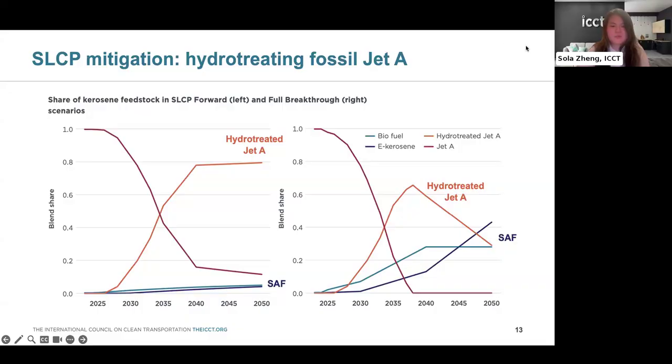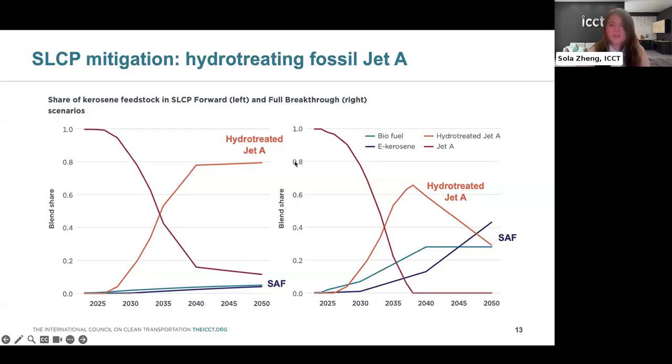In the full breakthrough scenario, the hydrotreated Jet A will peak around 60% of the global energy demand in the late 2030s, and it will be overtaken by SAF ramp up in the later years. And then they combined, zeroing out the conventional fossil Jet A and delivering a significant amount of contrail and other SLCP benefits.